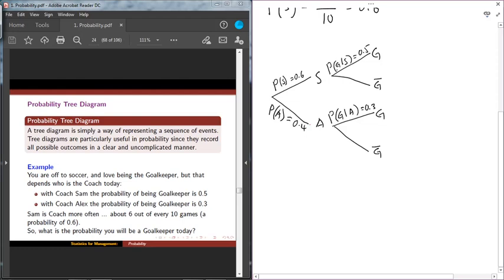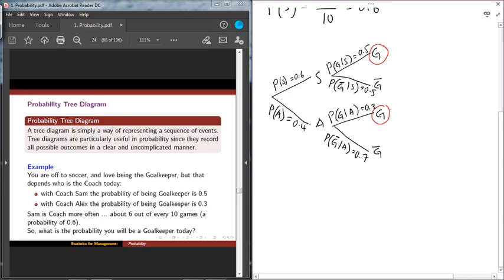And for this one, Sam is the coach and you are not goalkeeper, that should be 0.5. And this one, you are not goalkeeper but Alex is the coach, that is 0.7. So you understand how I get these probabilities. Now the question is, what is the probability you will become a goalkeeper today? Look at this, goalkeeper and goalkeeper.